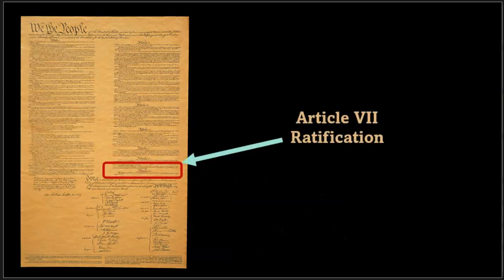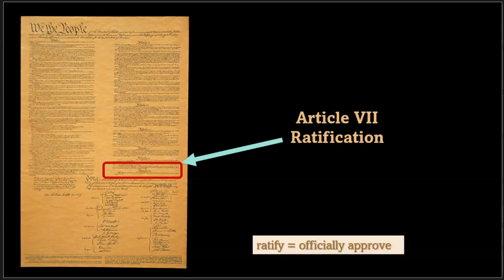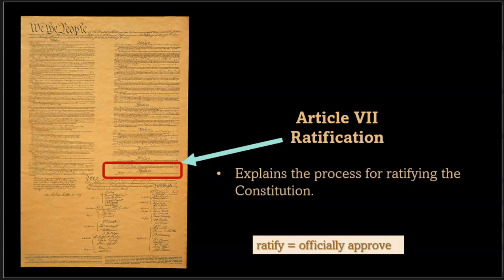Article 7 is about ratification. So this one is already behind us. We no longer use this anymore, but this was used when they first wrote the Constitution. And to ratify means to officially approve. And so this was the part of the Constitution that explained the process for ratifying the Constitution.